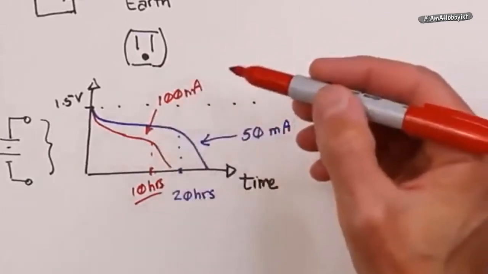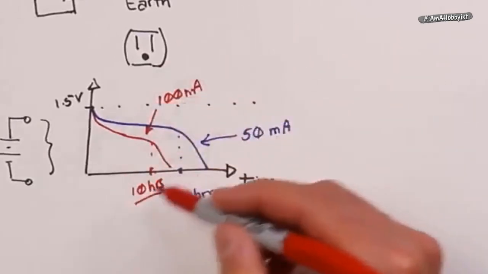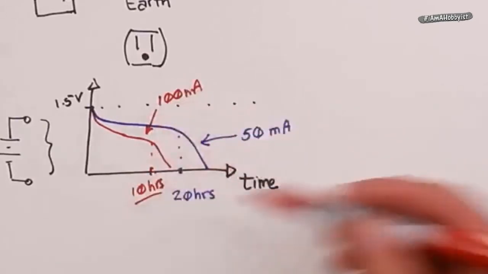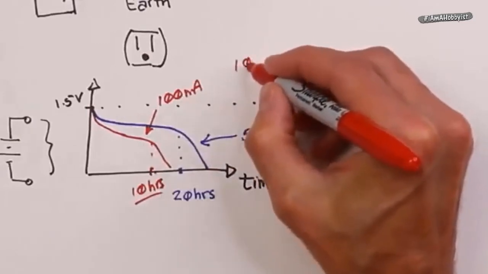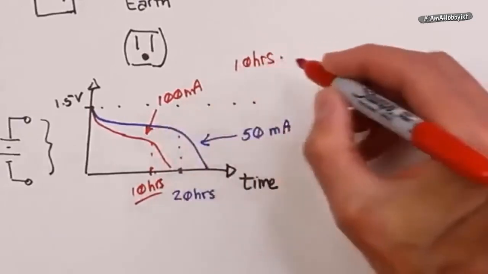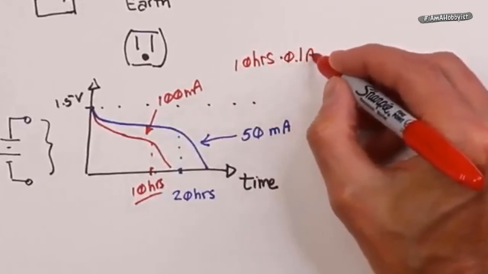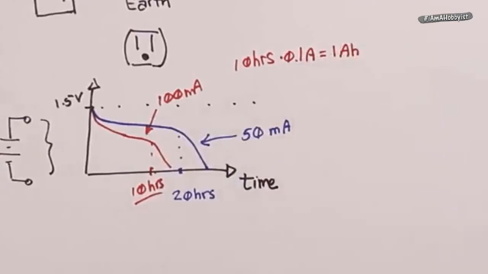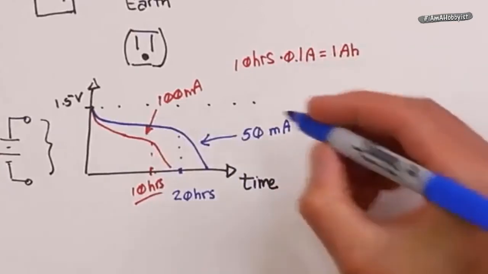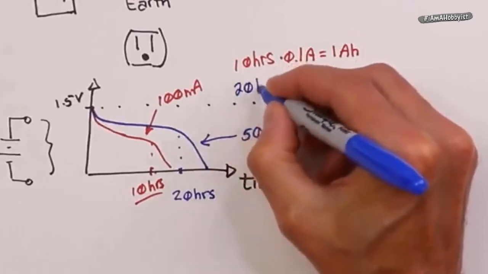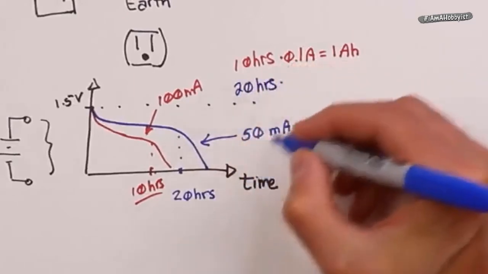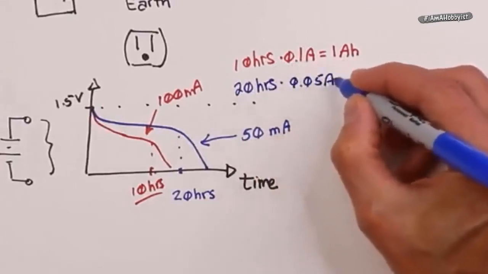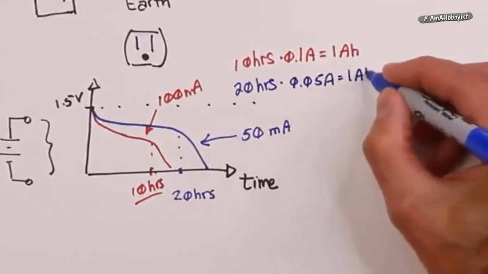Now, if you multiply these things together, the amount of time that you have and the current, you get a value. In the red case, we get 10 hours times 100 milliamps, or 0.1 amps if you prefer. So that works out to 1 amp hour. In the case of our blue device over here, it's 20 hours times 50 milliamps, or 0.05 amps. And that will also equal out to 1 amp hour.